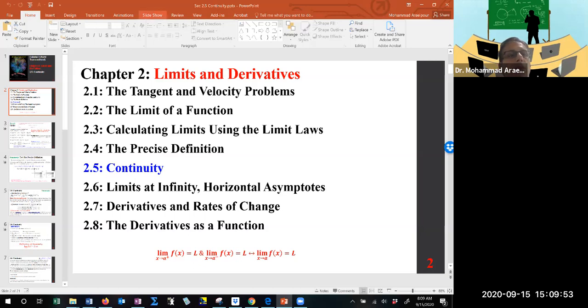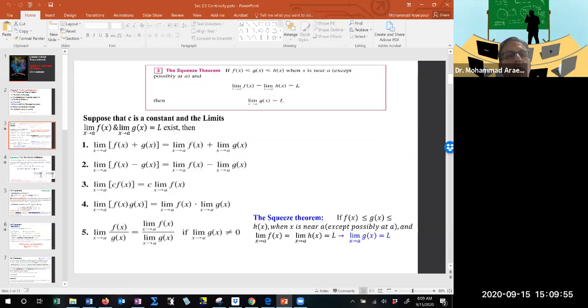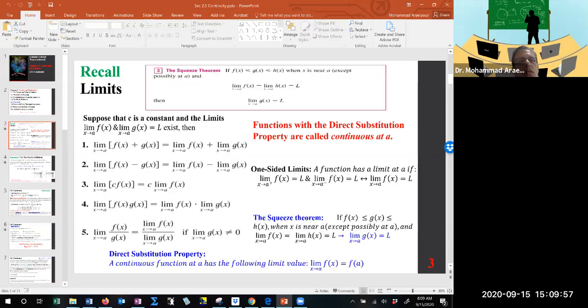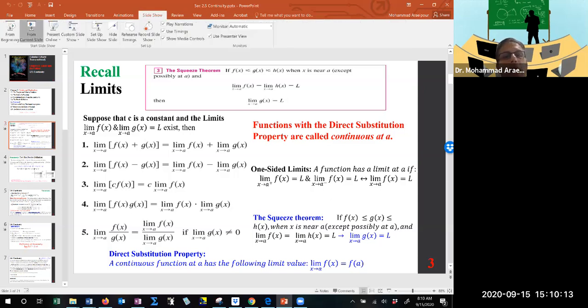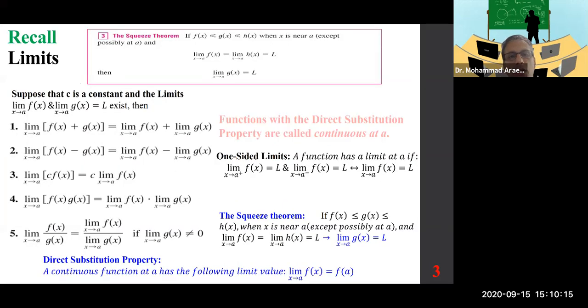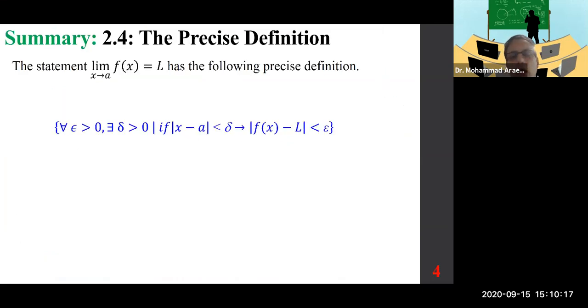So let's look at this page. This is what we have covered, and we're going to move on from here. Okay, class. The limit laws, direct substitution, one-sided limit, the squeeze theorem, and direct substitution that has been already discussed, and that works for continuous functions. All right, we have the precise definition of a limit.